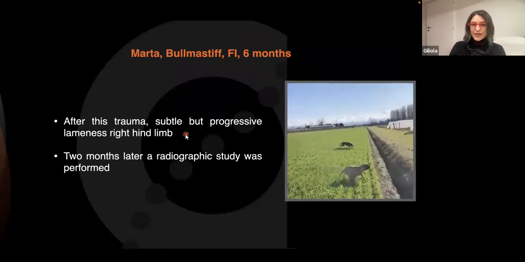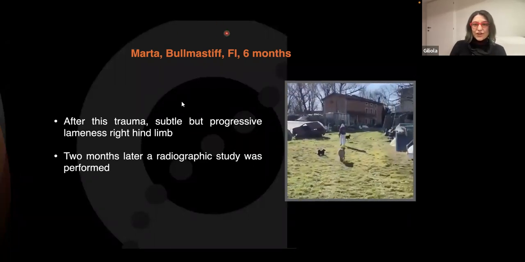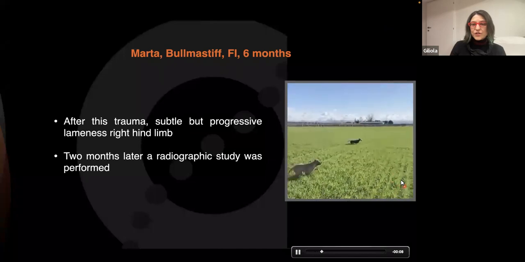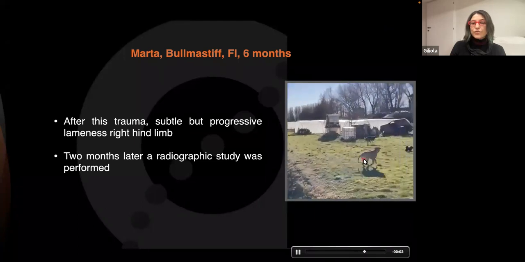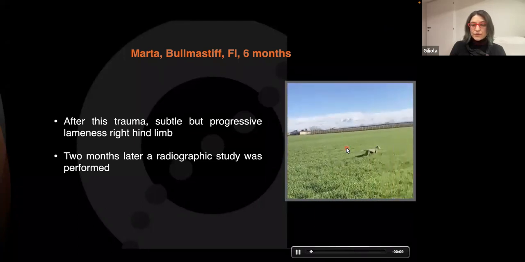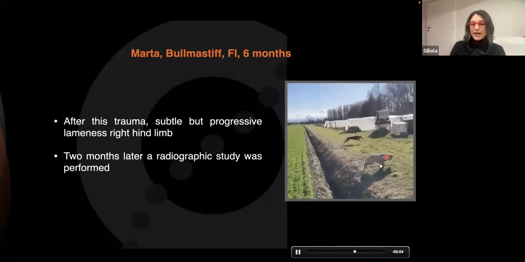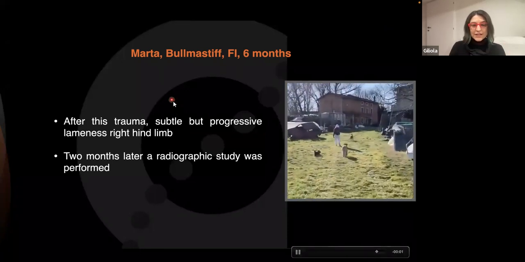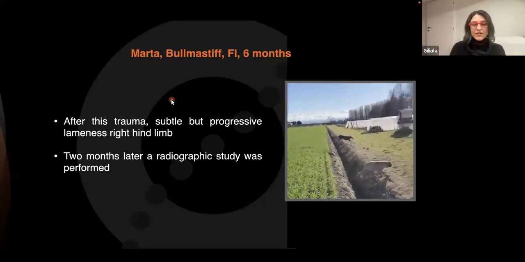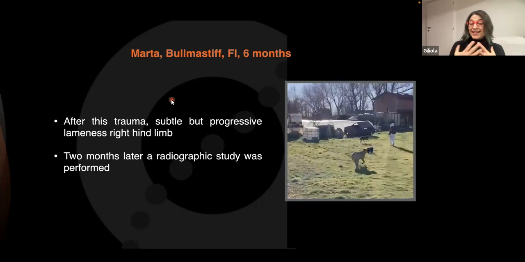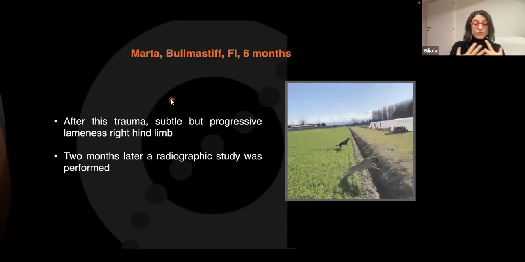This is my last patient. She is lovely. She's a big dog. She could run as much as the whippet, but jumping, she had a trauma. The owner was lucky because he was filming, and immediately after this trauma, she started to be lame. She went to an orthopedic surgeon. Nothing was found. She was given a non-steroid anti-inflammatory drug. It was not working. They did a radiograph 2 months later. It was absolutely normal.